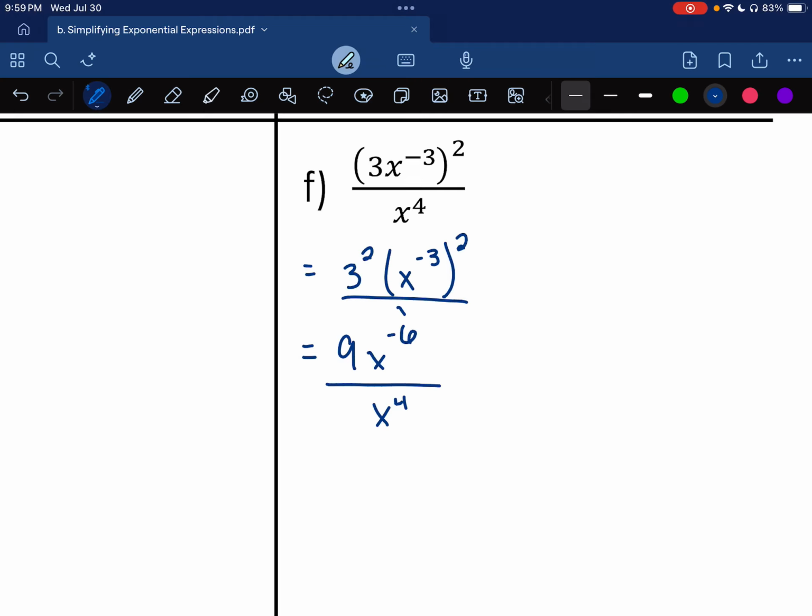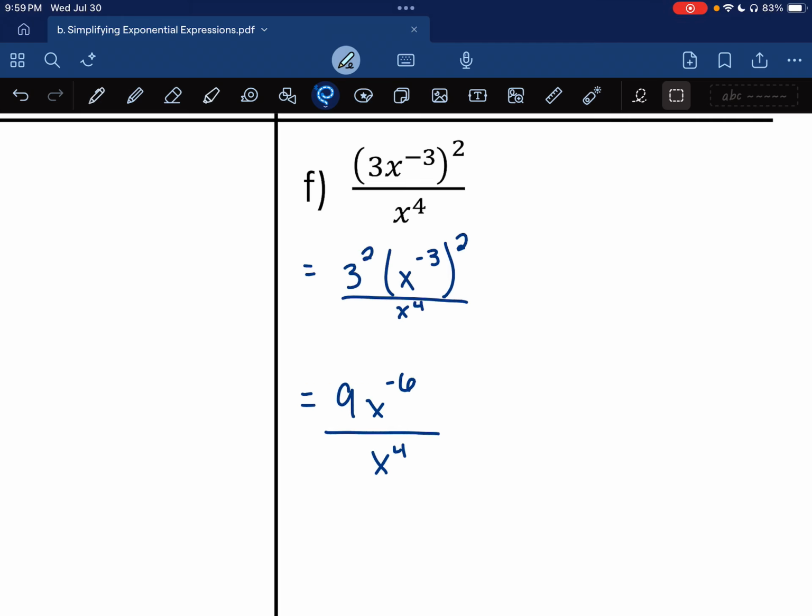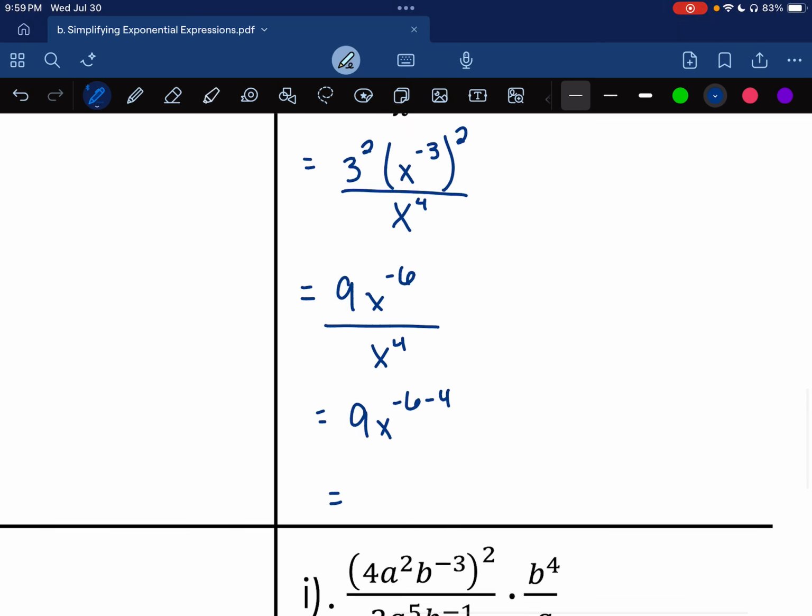All right, so now we'll do some subtraction. So this will be 9x to the negative 6 minus 4, which is going to be 9x to the negative 10th, which will be 9 over x to the 10th power. Another common misconception is students will think that a negative exponent means that the base becomes negative, but really it's that reciprocal there.